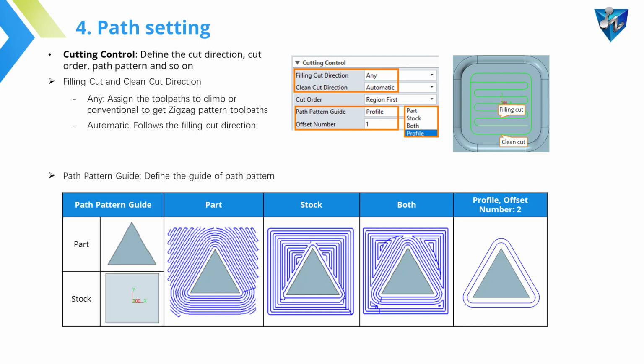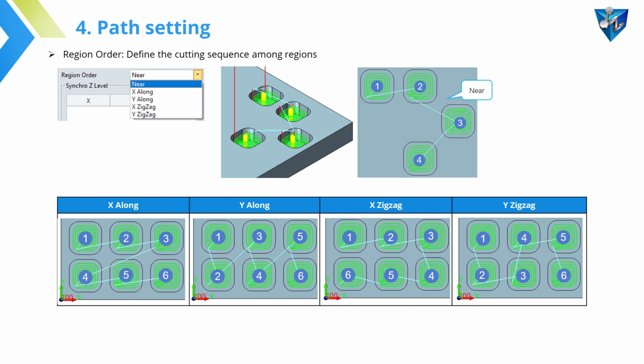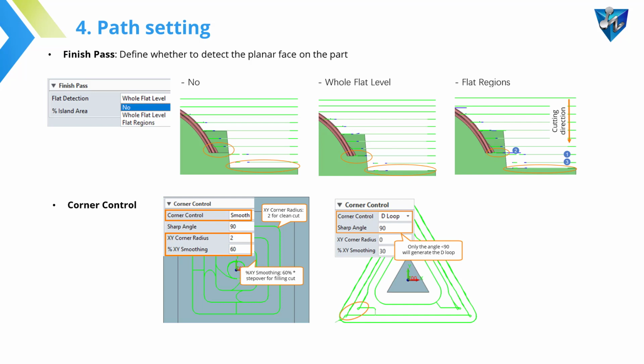And next is the path pattern guide. It is to define the guide of path pattern. And the next is the region order. It is to define the cutting sequence among regions. I've listed all the types in the PowerPoint. And next is the finish pass. It is to define whether to detect the planar face on the part when roughing. Here is the two-pass effect. I will explain more in ZW3D. The last one will be the corner control: smooth, and deloop.